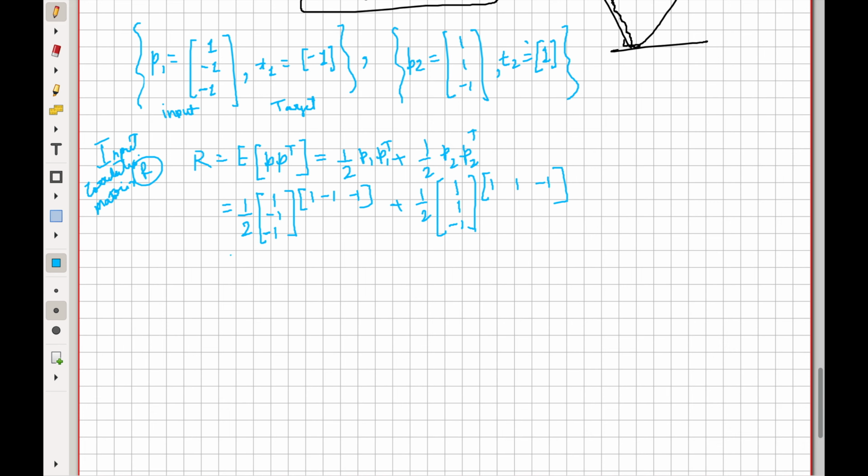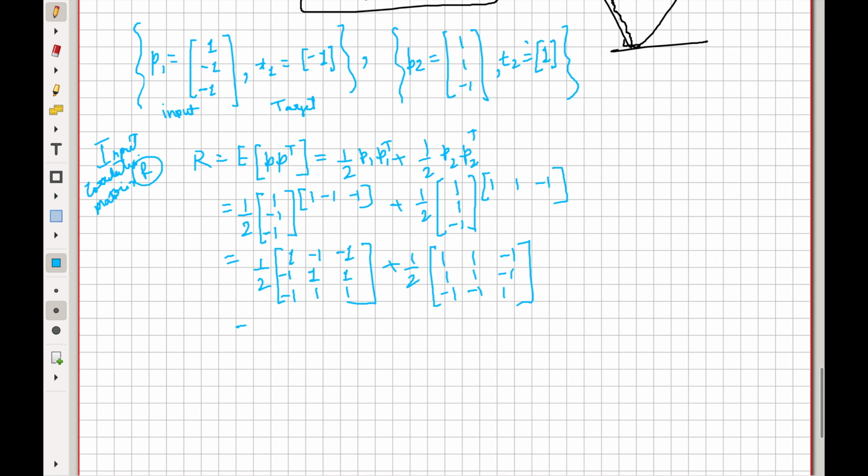And if you go ahead and solve this, I'll do it for this one. 1 times 1 is just 1, 1 times -1 is -1, 1 times -1 is -1, and so we'll get a matrix that's 3 by 3. This is -1 plus 1 plus 1. Again, this will be the same, and here we have 1 1 -1. You multiply 1 1 -1, this will be -1 -1 1.